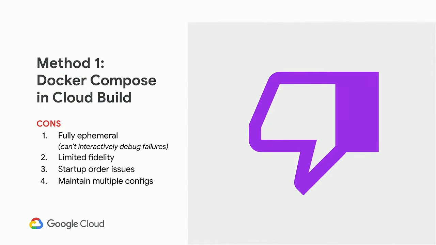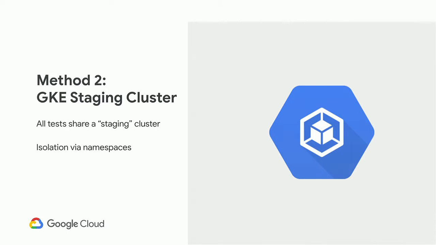You can't use the same config for a Docker Compose environment as for your production Kubernetes environment, and inevitably you're going to have drift between those. So let's try again. Method 2.